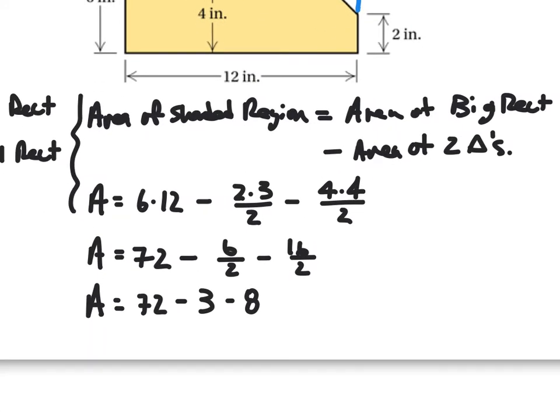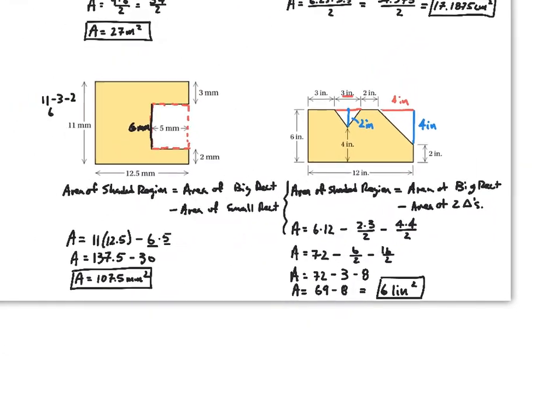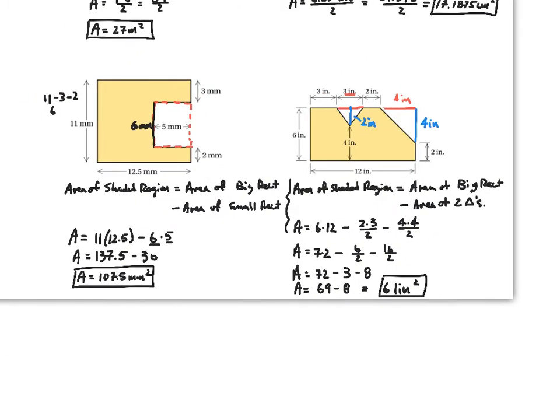72 minus 3 is going to give me 69, and then subtract another 8 from that, and that's going to give me an area of 61 inches squared. These last two problems are pretty tricky, guys. There are other ways, but these would be the easiest ways to do them. So that's kind of how I have to think about it.